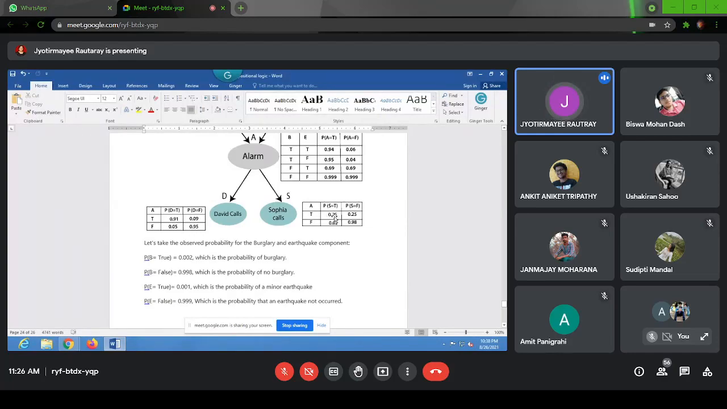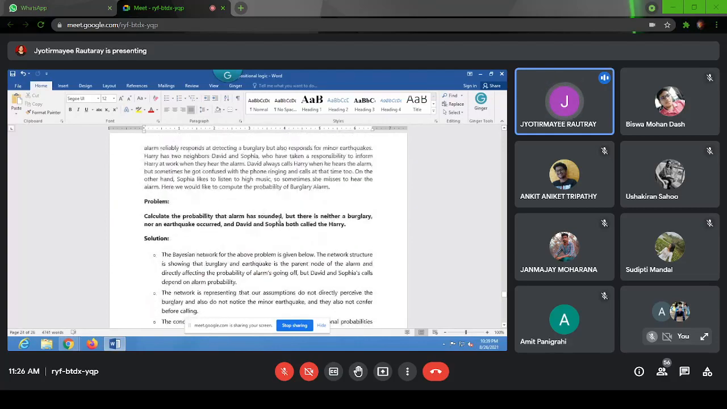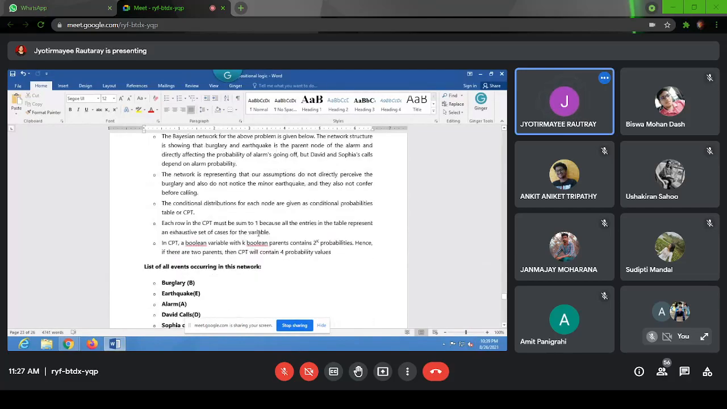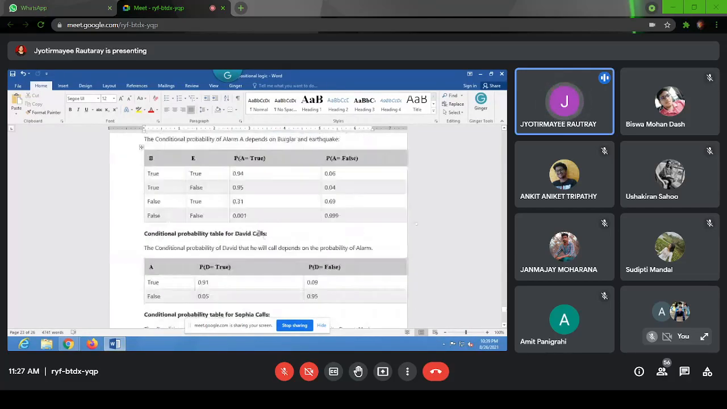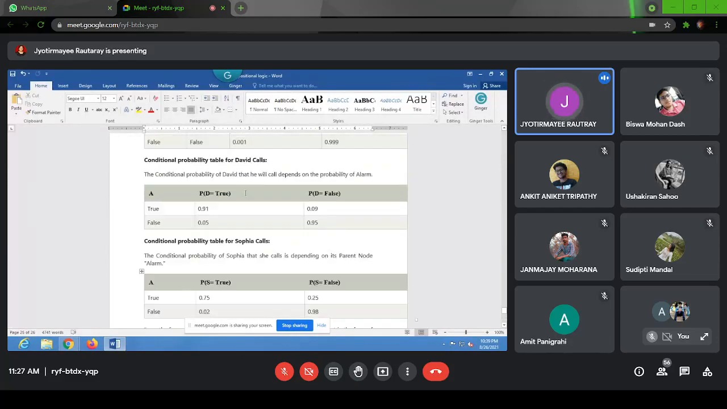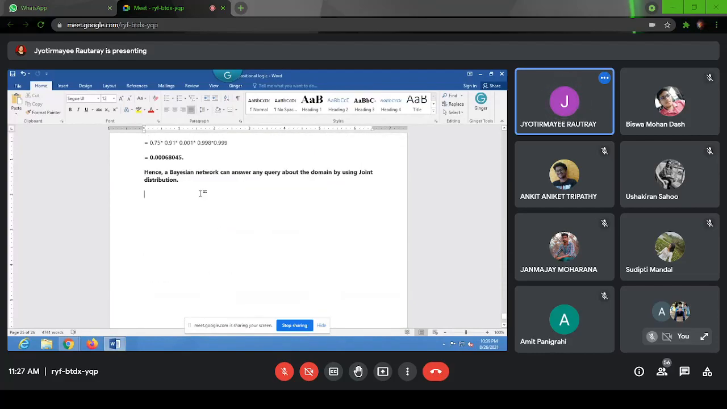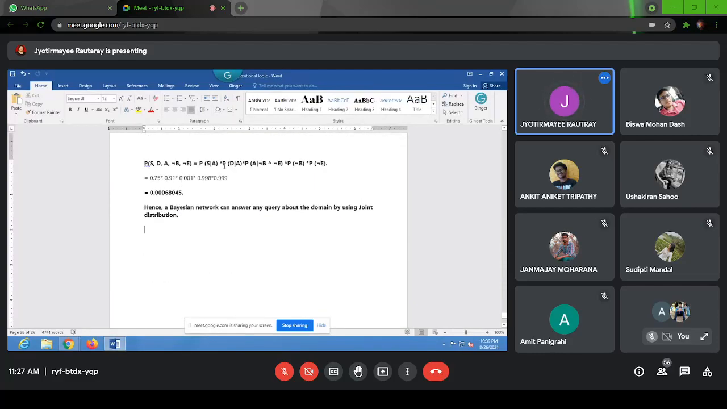You may take it as 0.85 or 0.95. No problem, because in your question its probability is not given, so you may take it by your own. What is the probability if S has occurred? So 0.75 into the probability of D such that A has already occurred, that is 0.91. This is 0.91 into the probability of D, given that A has already occurred.